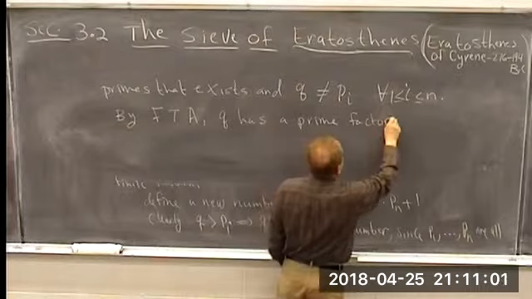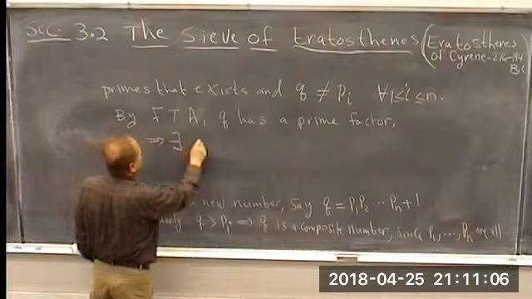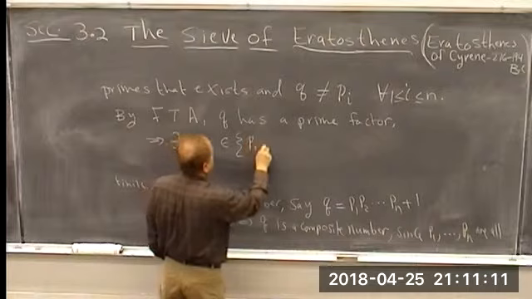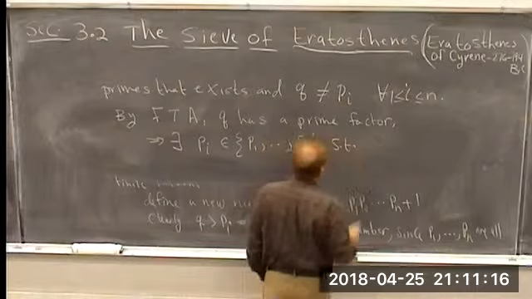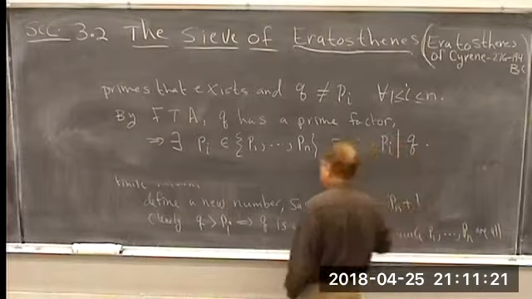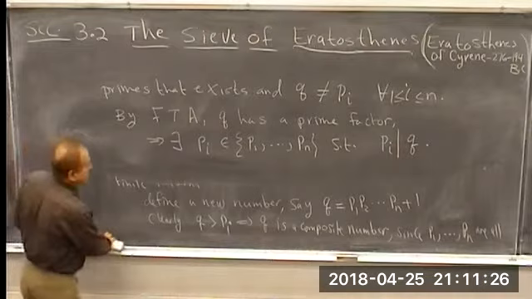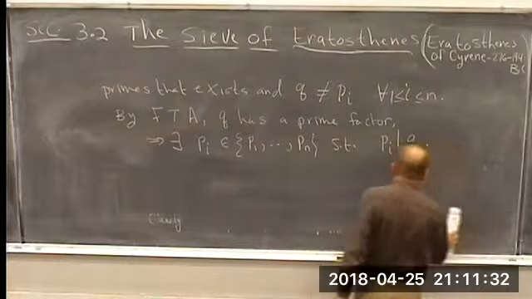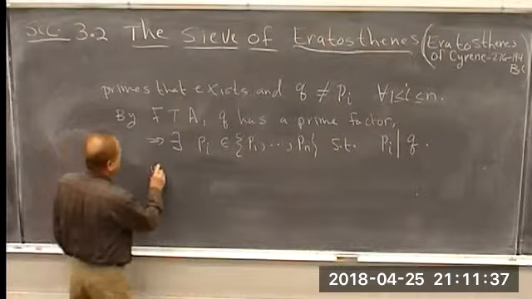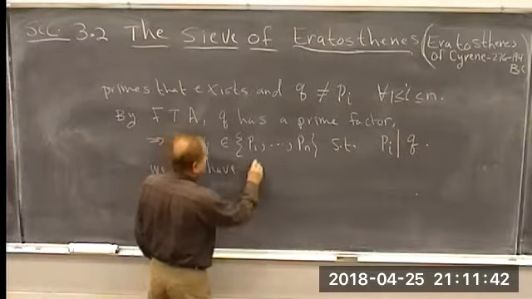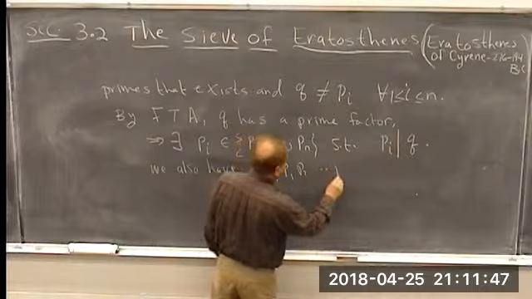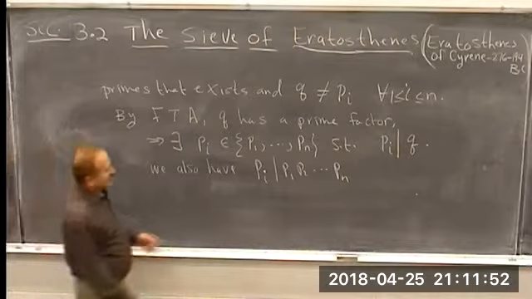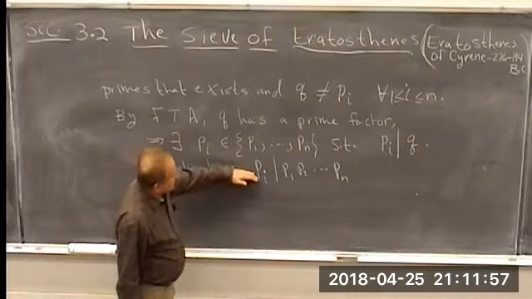Which implies there exists a P sub i in this list such that P sub i divides Q. We also have another divisibility, that P sub i divides the product of all the P's, P1, P2, up to Pn, because P sub i is one of them, all right? Because we could actually write all of this as a multiple of P sub i.